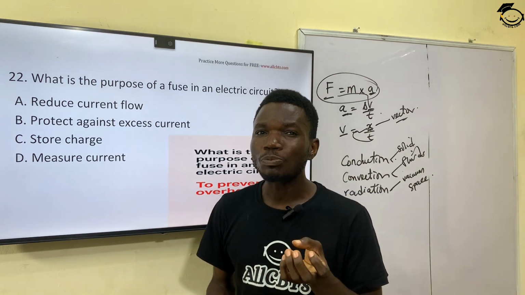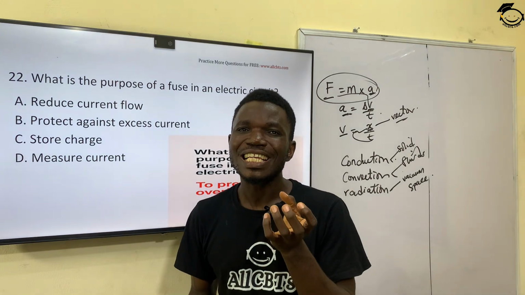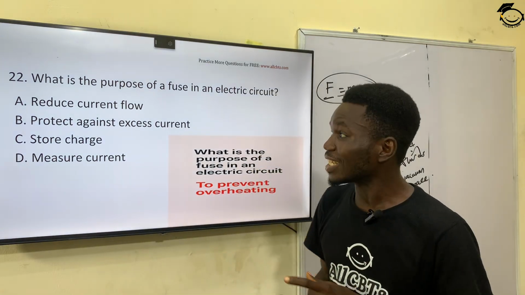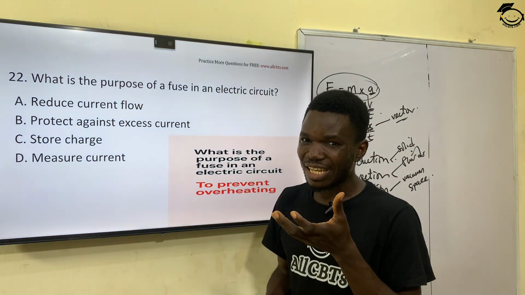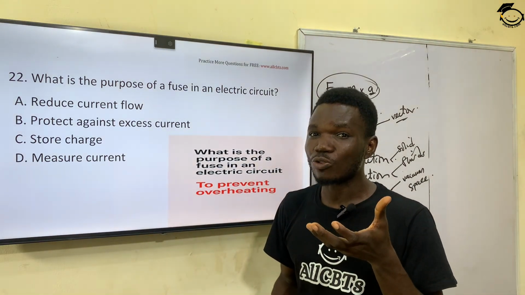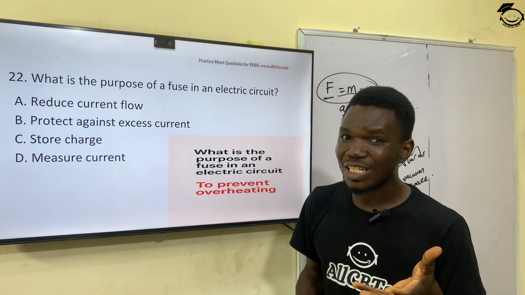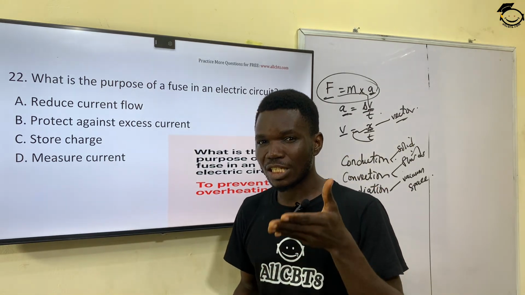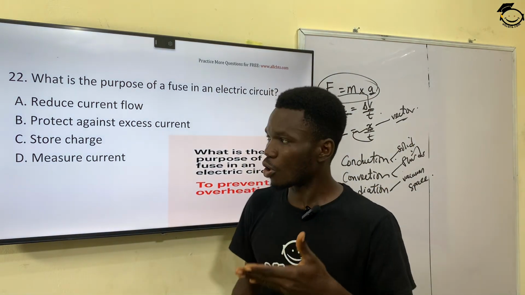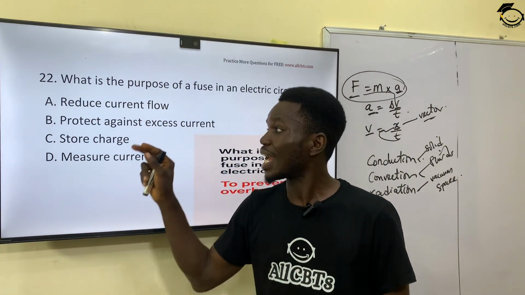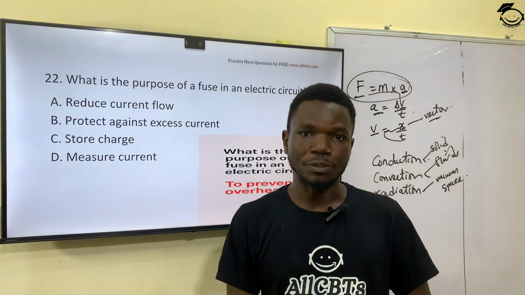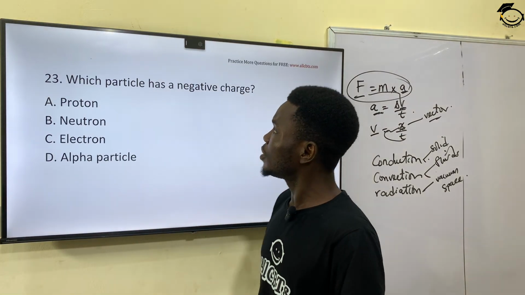It's so that you can protect that cooker against excess current, so that the current flowing in that cooker will not be excess. If excess current gets to the cooker, it can damage the cooker. So the fuse is there to protect the cooker from excess current. So the correct answer to this question is protect against excess current, and that is option B. Moving on to the next question.